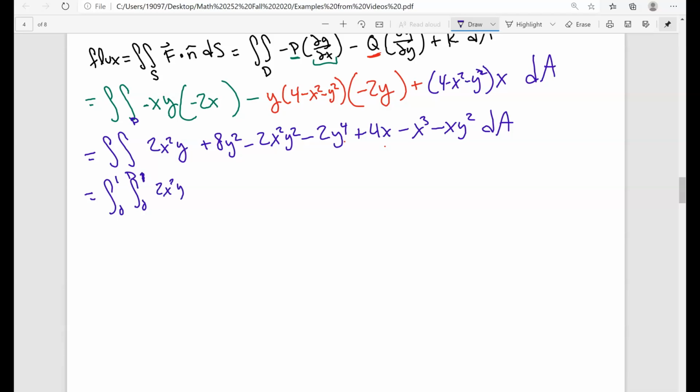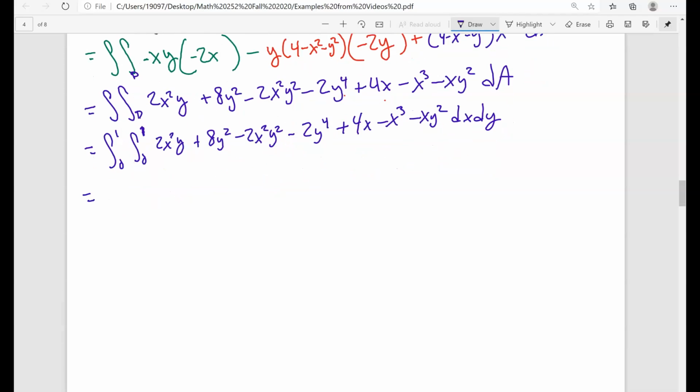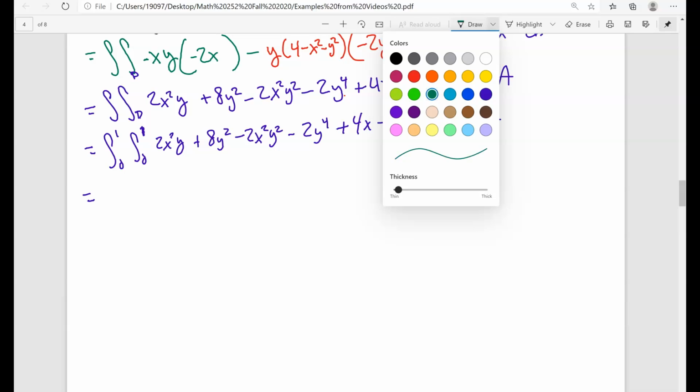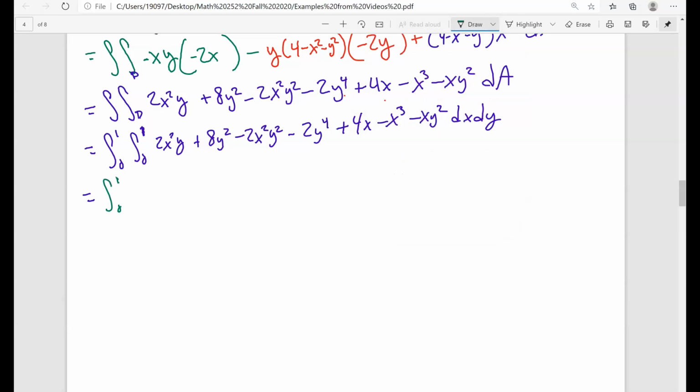So 2x squared y plus 8y squared minus 2x squared y squared minus 2y to the fourth plus 4x minus x cubed minus xy squared. And then here we can just write dx dy. So we're going to take the antiderivative first, with respect to x.